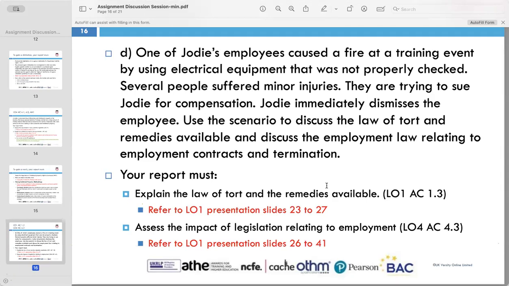The means by which the person who has been wronged can seek justice and be compensated for the harm they have suffered. Okay, so in this situation, actually the employees are right. Jody is actually wrong, right? No, I'm not saying that Jody is wrong, but Jody can be wrong.